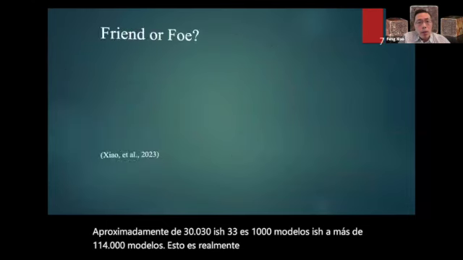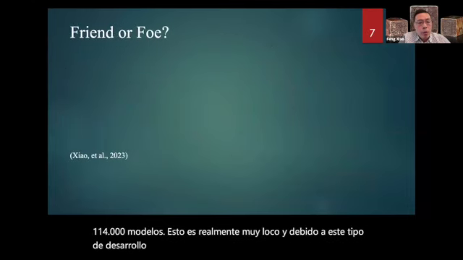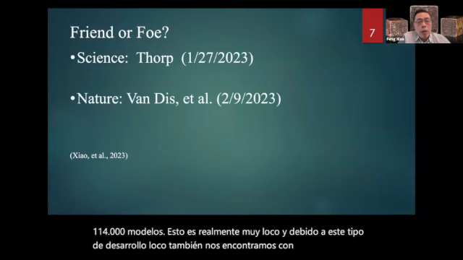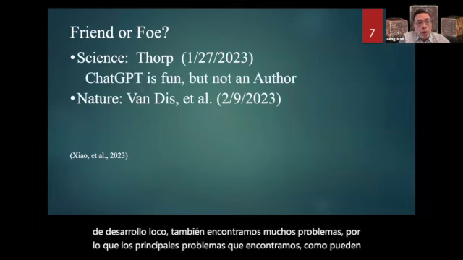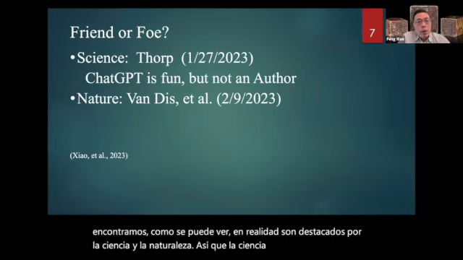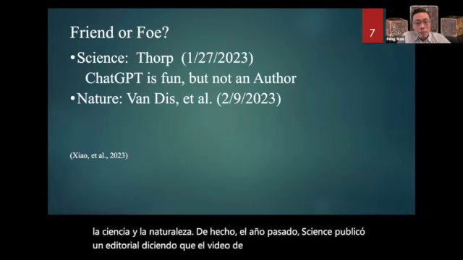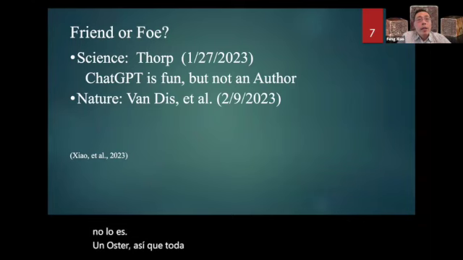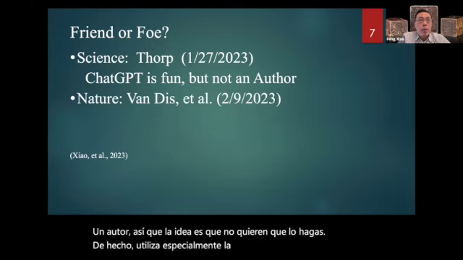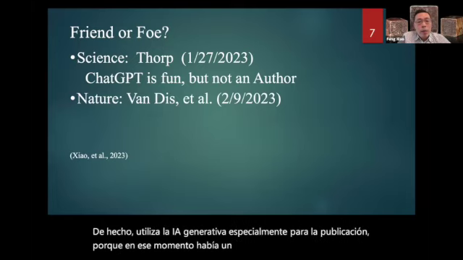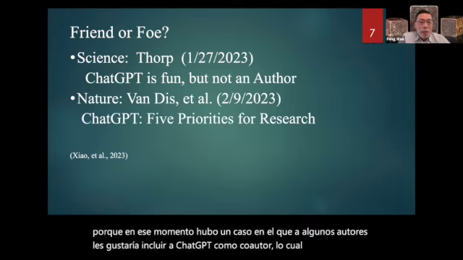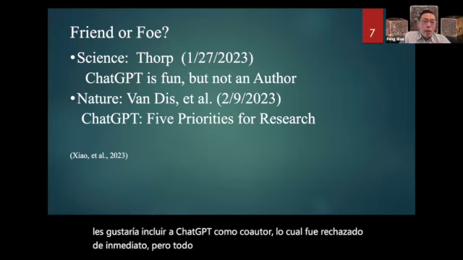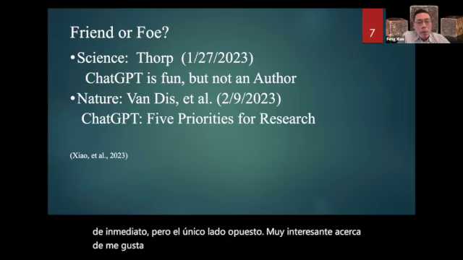Because of this crazy development, we also encounter a lot of issues. The major issues we encounter are highlighted by Science and Nature. Science last year published an editorial saying that ChatGPT is fun, but not an author. The whole idea is that they don't want you to use generative AI, especially for publication, because at that time there was a case in which some authors wanted to list ChatGPT as a co-author, which was rejected immediately. On the opposite side, about 2 weeks later, Nature published a very interesting paper about the 5 priorities for research in the age of generative AI.